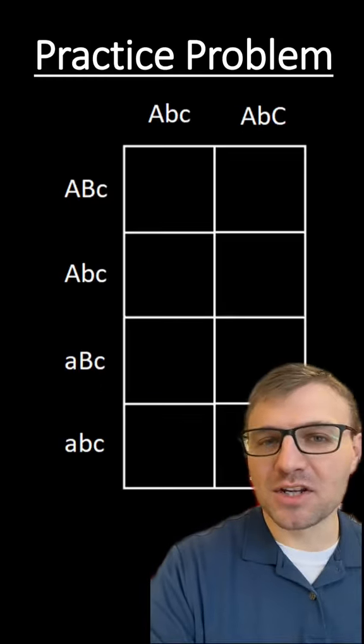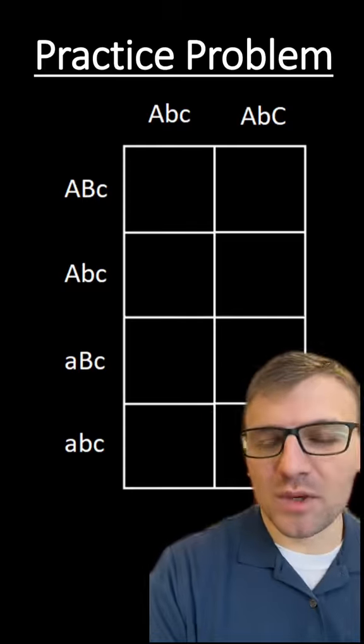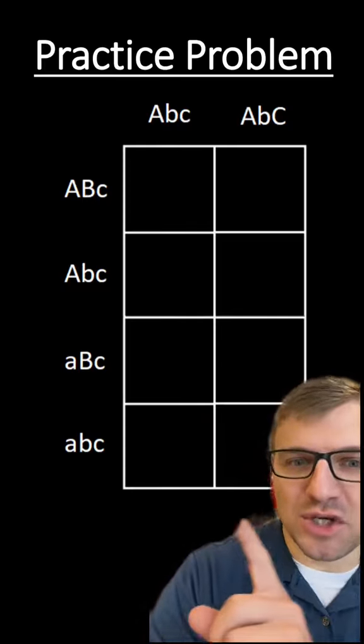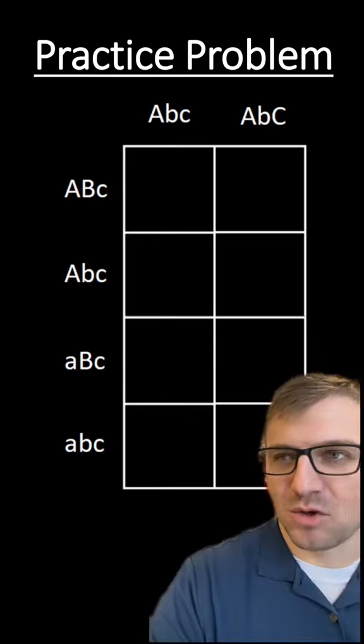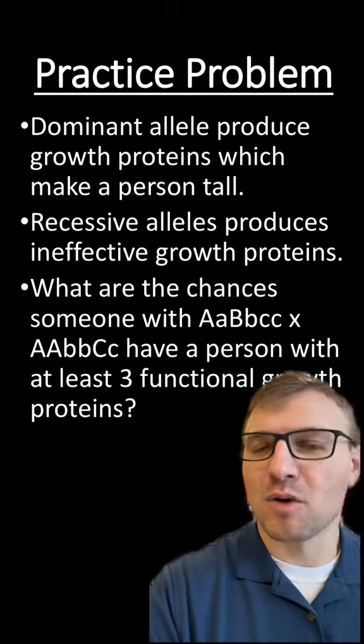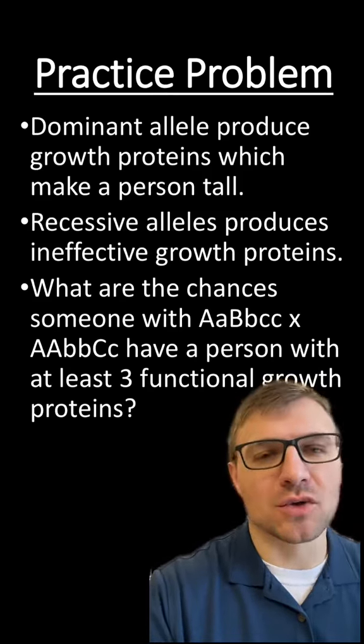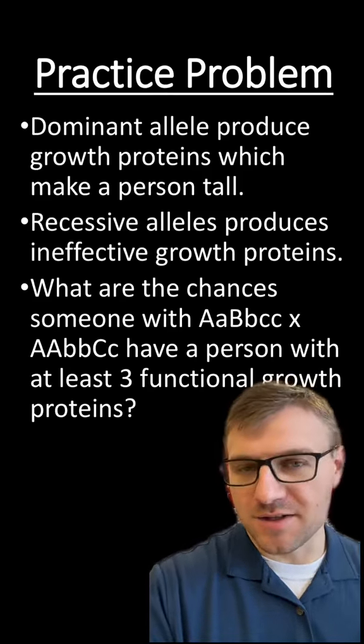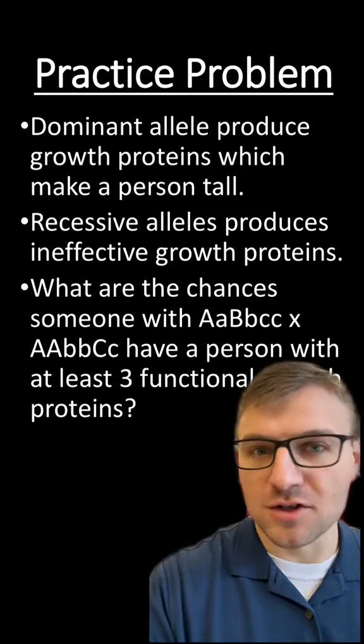Now, the second thing we're going to do is set up our Punnett square. However, we don't need to have every single allele combination. We just need to have all the different ones. So our Punnett square is only going to be a 2x4. Now, this still looks complicated. But remember, the question's only asking how many functional growth proteins will be in each person. And those functional growth proteins are dominant alleles.